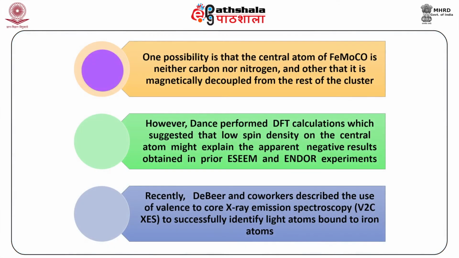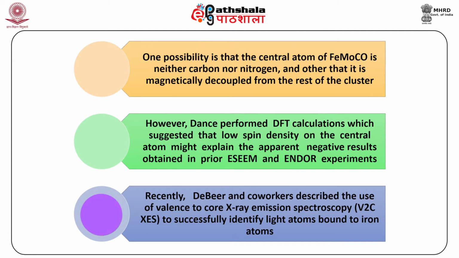Later, isotopic labeling of a combination of CCl3 and NCl5, pulsed EPR and DFT calculations failed to detect any strongly coupled signals, thereby indicating two possibilities. One possibility is that the central atom of the iron molybdenum cofactor is neither carbon nor nitrogen, and the other is that it is magnetically decoupled from the rest of the cluster. However, Dance performed DFT calculations which suggested that low spin density on the central atom might explain the apparent negative results obtained in prior ESEEM and ENDOR experiments.